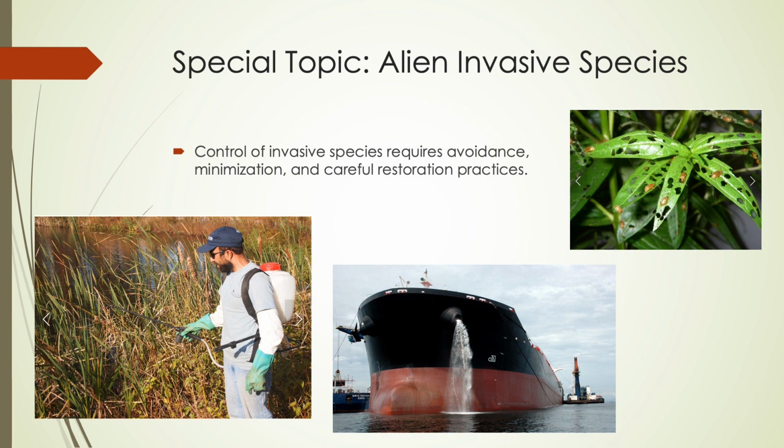Here's a special topic that requires each of the first three stages of the mitigation hierarchy. Invasive alien species are non-native species that may spread rapidly by outcompeting other native plants and animals when they are introduced into a new habitat that lacks natural controlling factors. Invasive alien species are recognized to be a major global threat to biodiversity and ecosystem services.